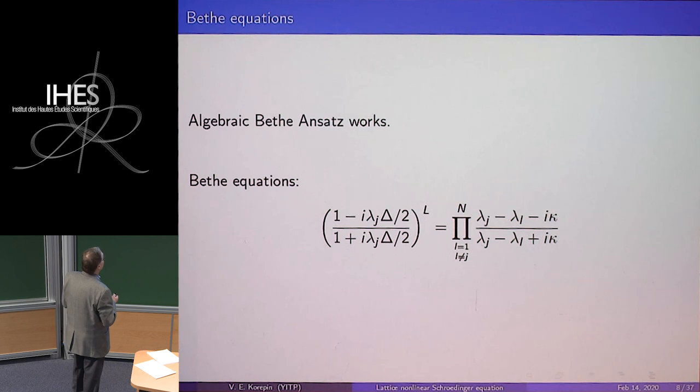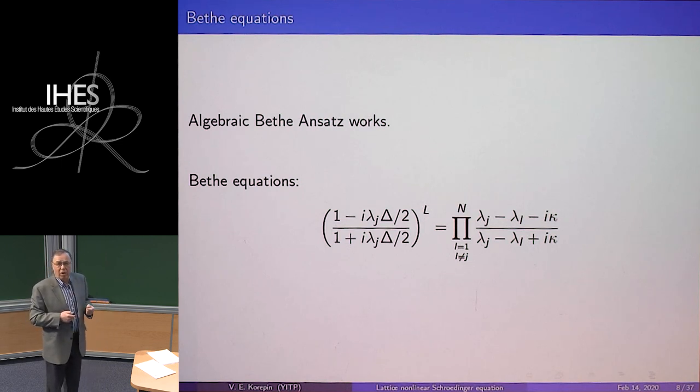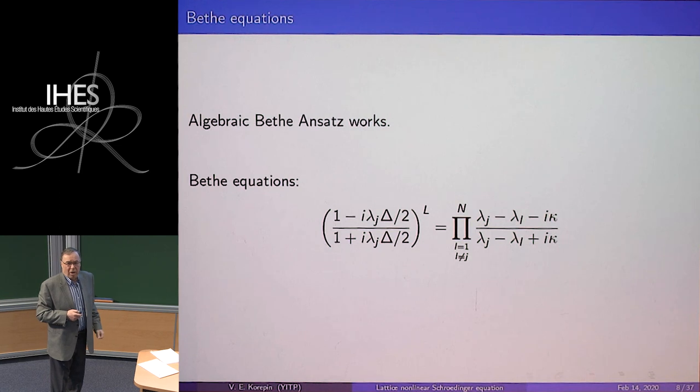In the equation, lambda are those spectral parameters. Later they will play the role of momentum. Momentum is a simple function of the spectral parameter. And spectral parameters are even more convenient than momentum, because if I write the two-body scattering matrix as a function of momentum, it will depend on both momenta of the two colliding particles. But if I write this in terms of spectral parameters, then the scattering matrix depends on the difference of spectral parameters. It's a more convenient parameterization from the point of view of the study of two-body scattering.